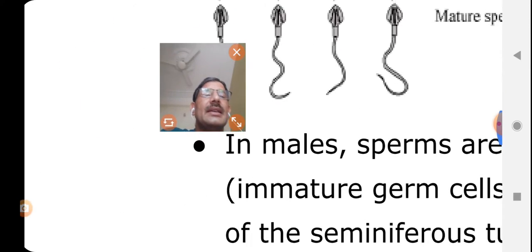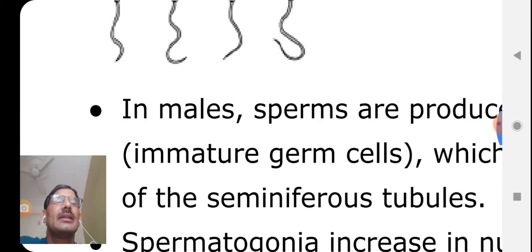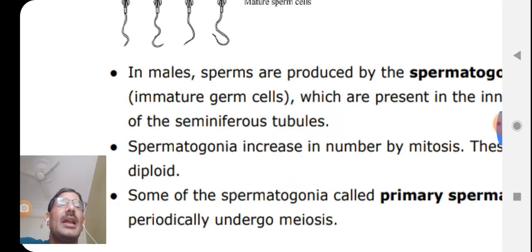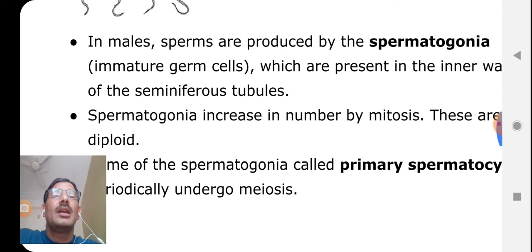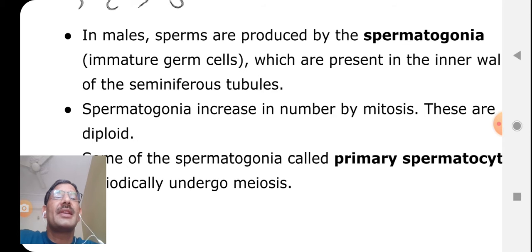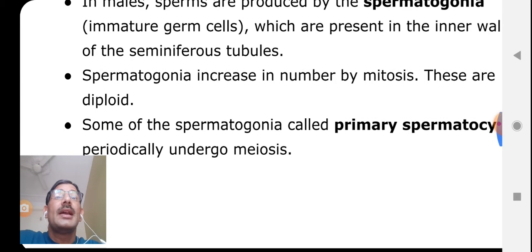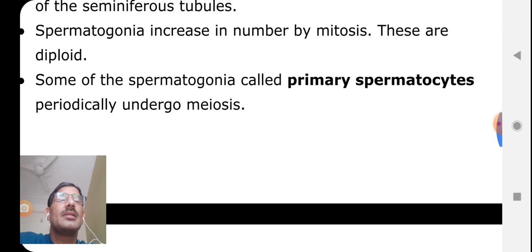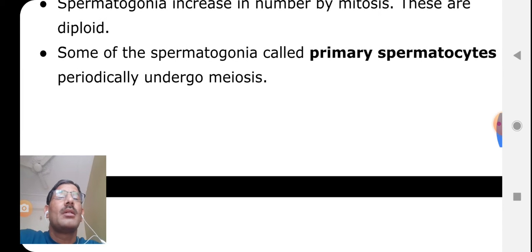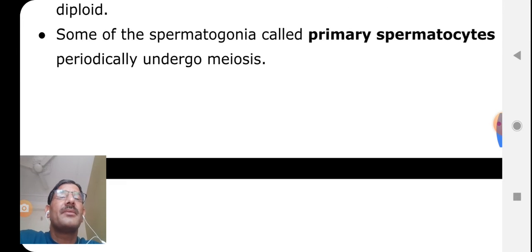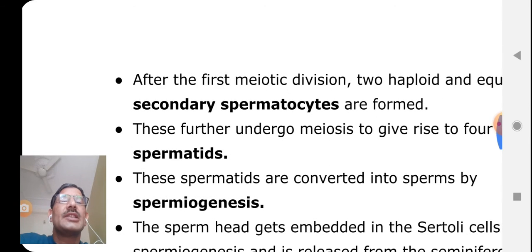Now we read the text. In males, sperms are produced by spermatogonia, the diploid cells, immature germ cells we can say, which are present in the inner lining or inner wall of seminiferous tubules where they are formed. Spermatogonia increase in number by mitosis, and these are diploid. They divide by mitosis and are called primary spermatocytes.